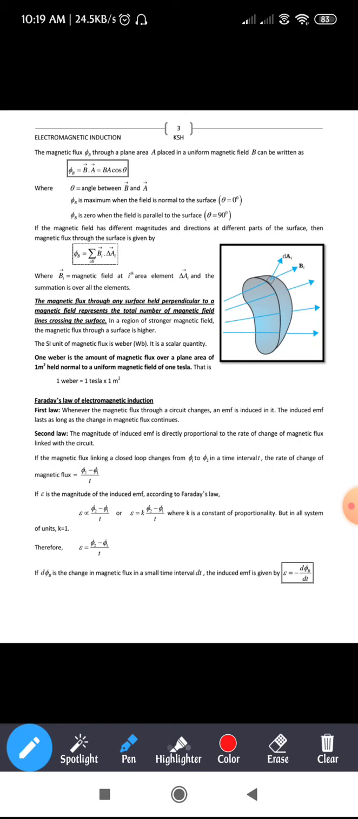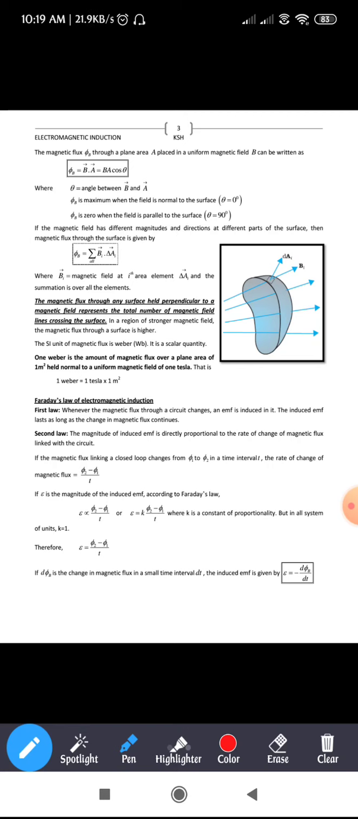Whenever there is a change in magnetic flux, there will be an induced EMF. This induced EMF in the coil will be there as long as there is a change in magnetic flux linked with the coil. Once the change in magnetic flux stops, the induced EMF in the coil will be equal to 0. There will be no current. That is the meaning of Faraday's first law.